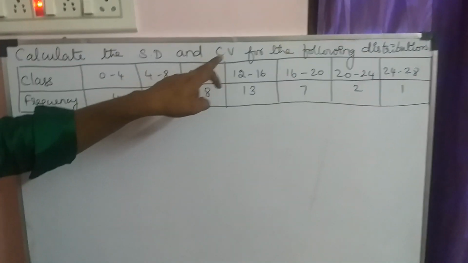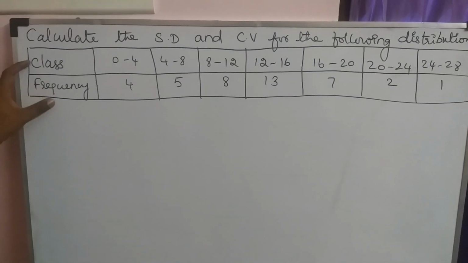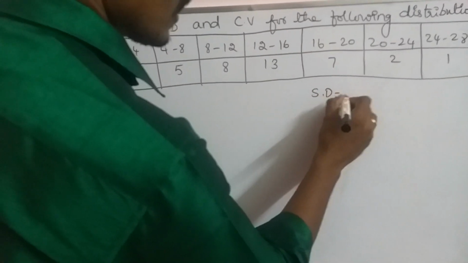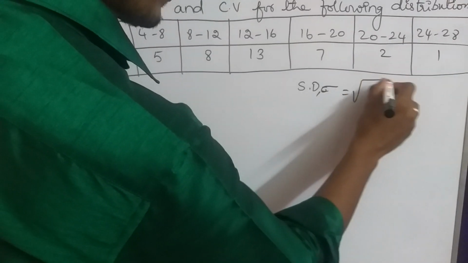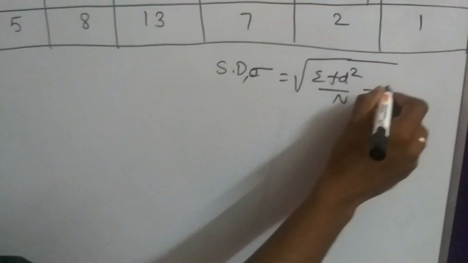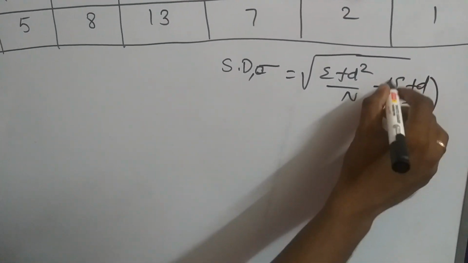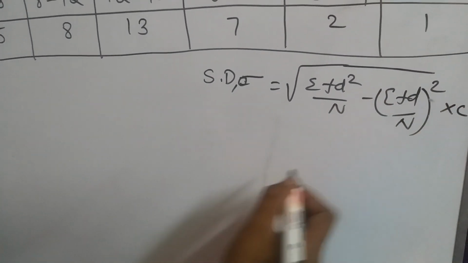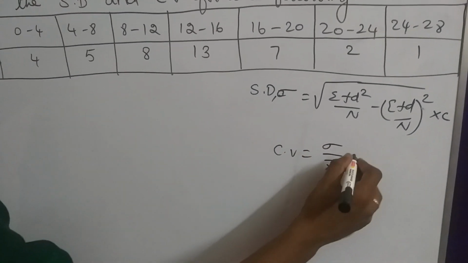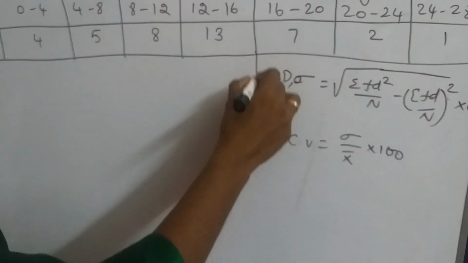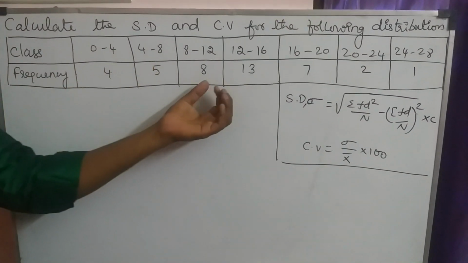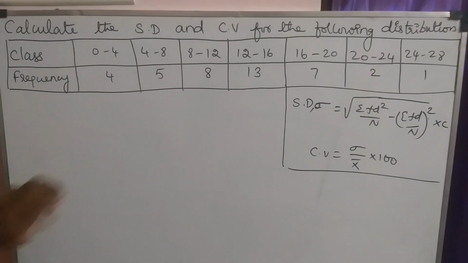The question is to calculate the standard deviation and CV for the following distribution. Here the classes and frequencies are given. The standard deviation for continuous data is sigma equal to the square root of summation fd square divided by N minus (summation fd by N) whole square, into c. CV is standard deviation divided by x bar into 100. This is the formula to calculate the standard deviation and CV.